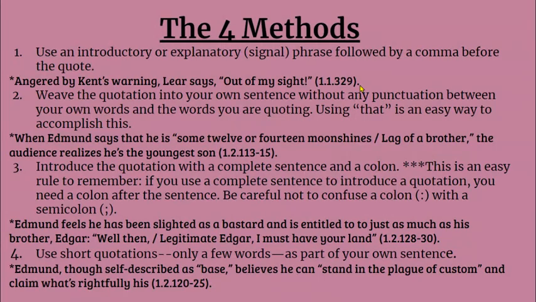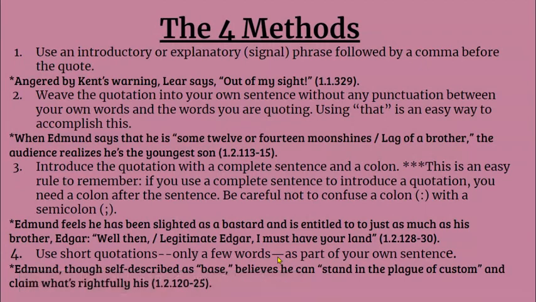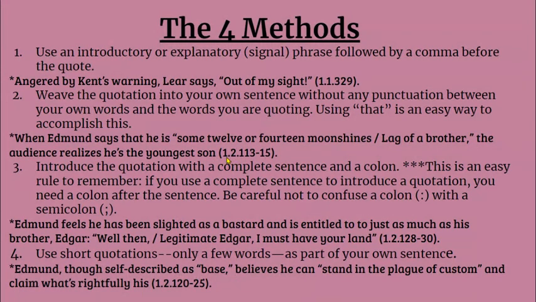The second method is to weave the quotation into your own sentence without any punctuation between your own words and the words you are quoting. Using "that" is an easy way to accomplish this. So here we have an example. When Edmund says that he is some "twelve or fourteen moonshines lag of a brother," the audience realizes he's the youngest son. And I don't do my citation here in the middle of the sentence. Instead, you do it here at the end. So that's coming from Act 1, Scene 2, lines 113 through 115.